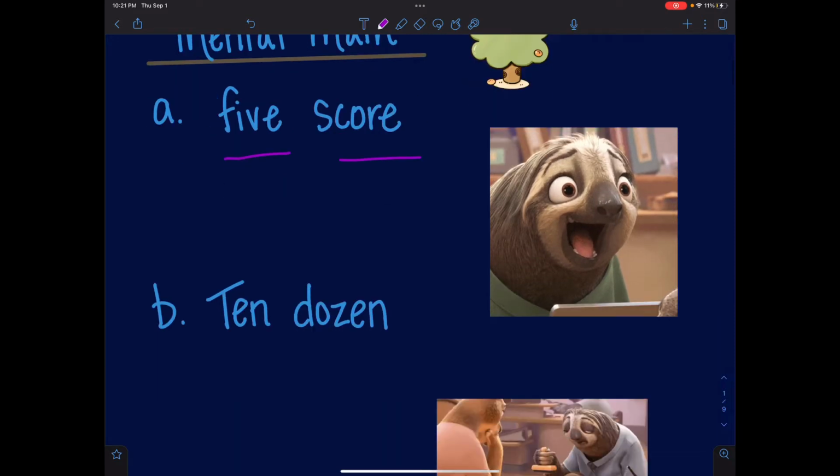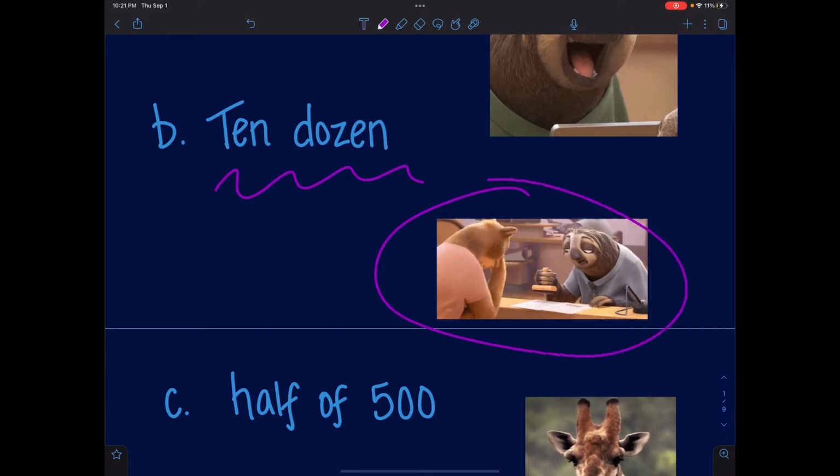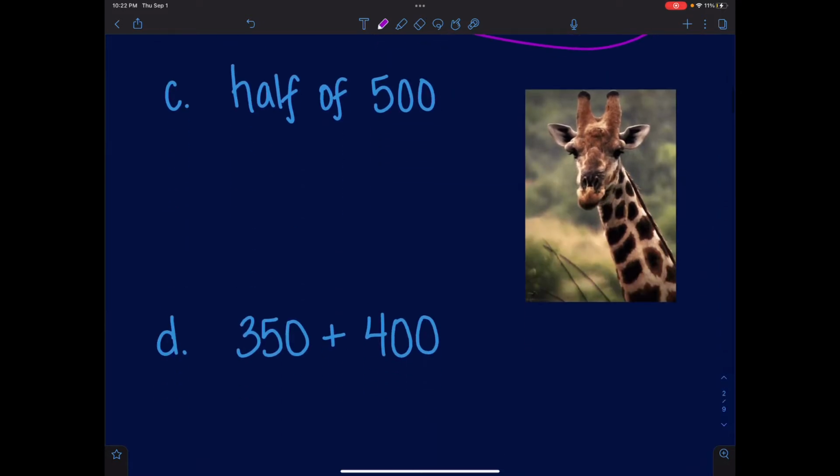Okay, how about B? Let's see if you can do this one in your head. 10 dozen. Don't worry if you're doing this a little slowly. You'll get the job done. It's all good. How about C? You can look at that cute giraffe while you're doing it. What is half of 500?